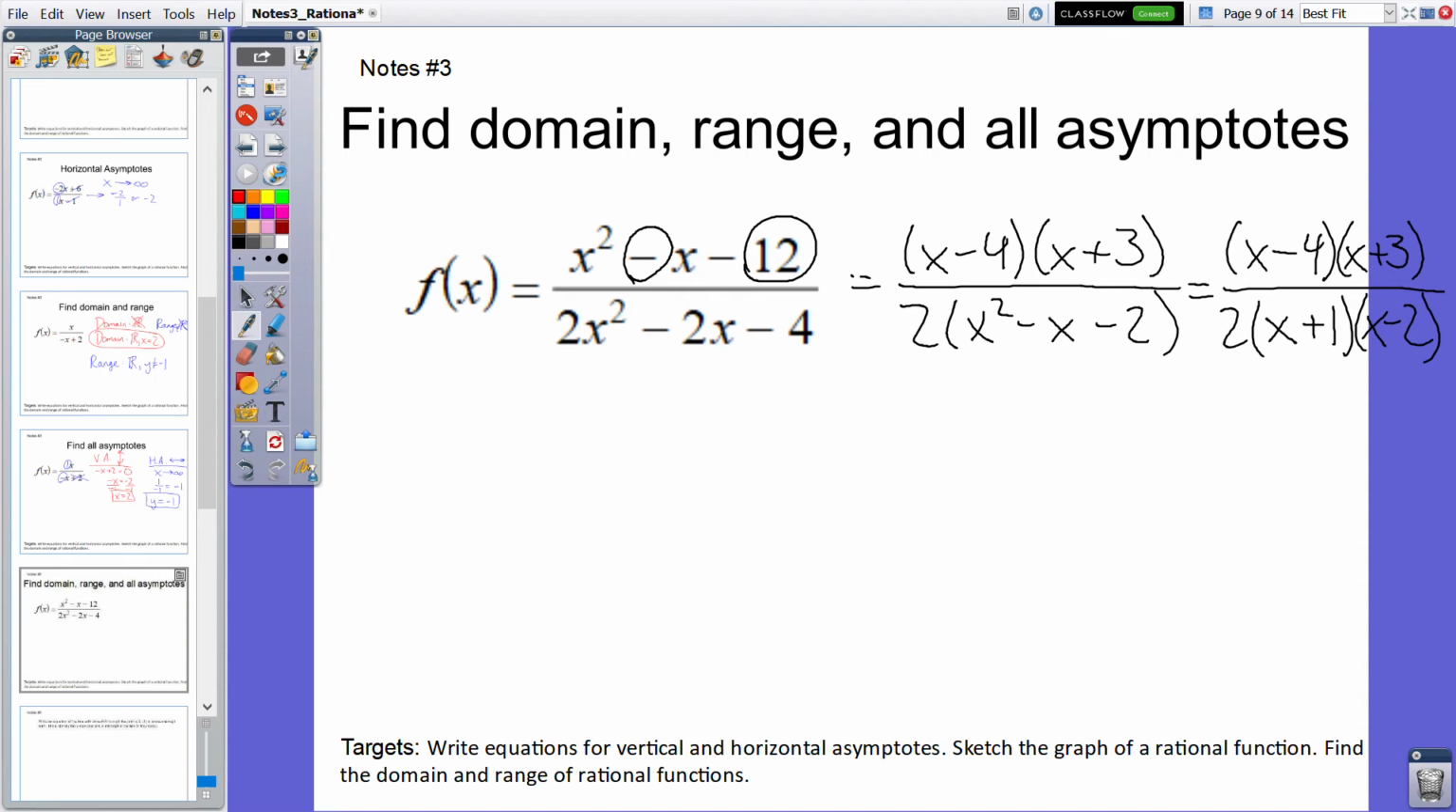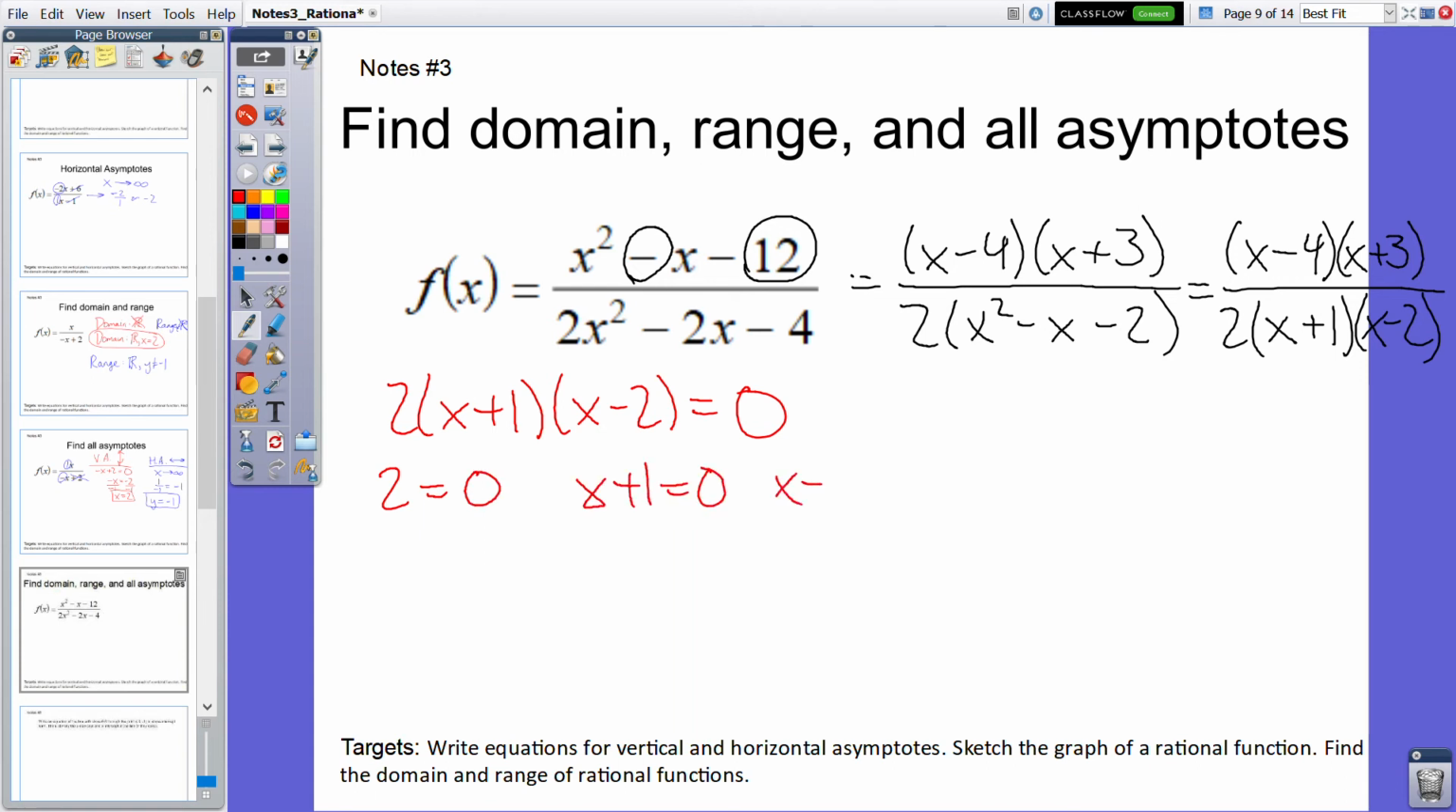Okay, so our domain is once again all real numbers. In order to determine what our restrictions are, we have to set the denominator equal to 0. Okay, so we're going to say 2 times x plus 1 times x minus 2 equals 0. And we have to set all of our factors equal to 0 in order to find out what our restrictions are. All right, so that includes 2. So we say 2 equals 0, x plus 1 equals 0, and x minus 2 equals 0.